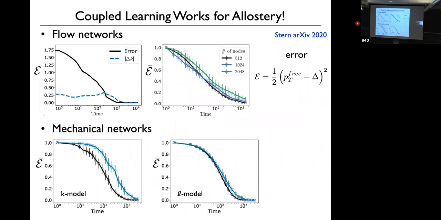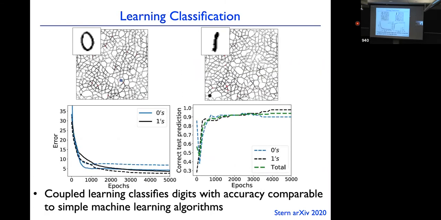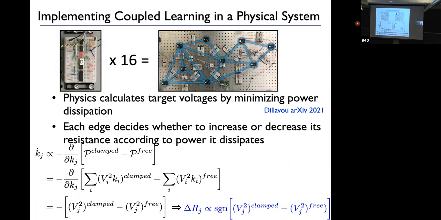Okay, and this works. You know, we can do allostery in both flow networks and mechanical networks. This is on the computer. This is the error. So as you let the system go over time, the error goes to 0. So you manage to get what you want. For allostery, we classify handwritten zeros and ones with these networks, and that worked. But what we want is to do it in real life, not on a computer.